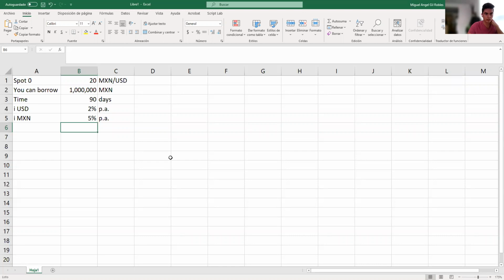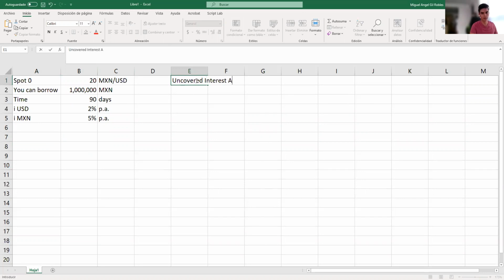And this is the last class of the second partial. We will finish this partial by doing kind of a complication to the last exercise that we did. Remember, the last thing we did was the covered interest arbitrage, but now we are going to do something that is similar but still different, like a complication to that. And it is called uncovered interest arbitrage, or UIA.